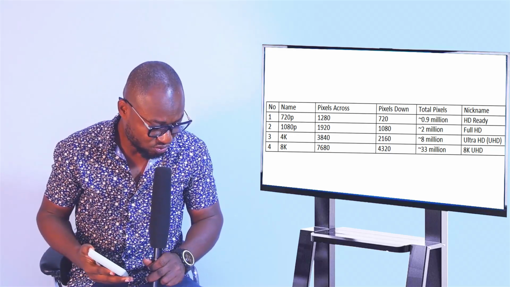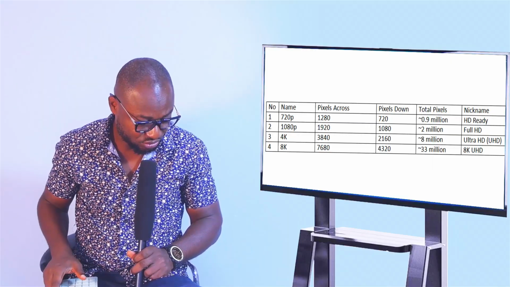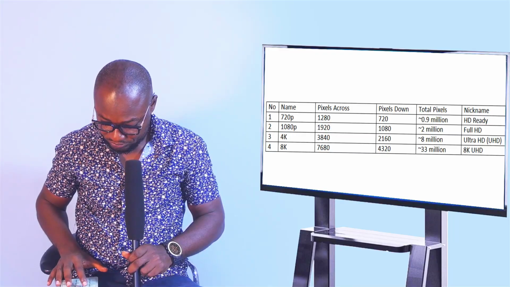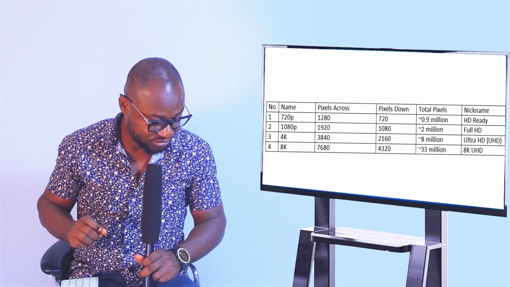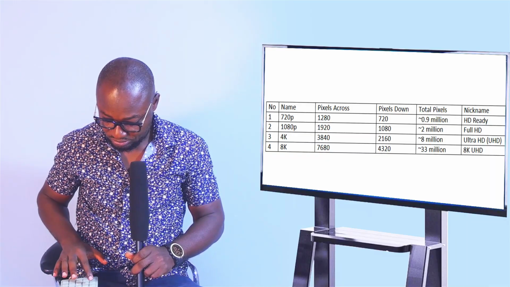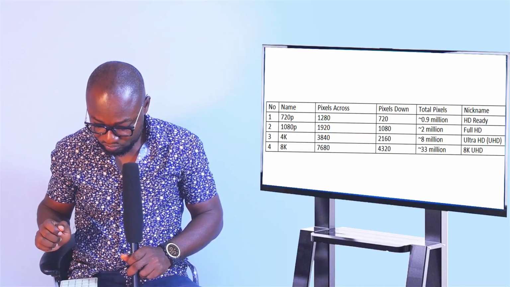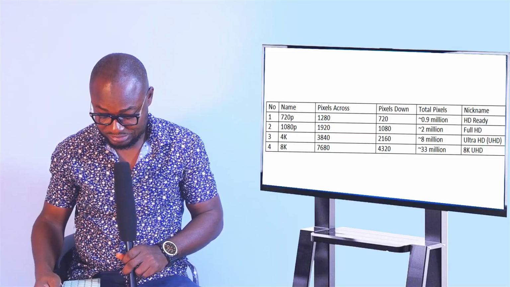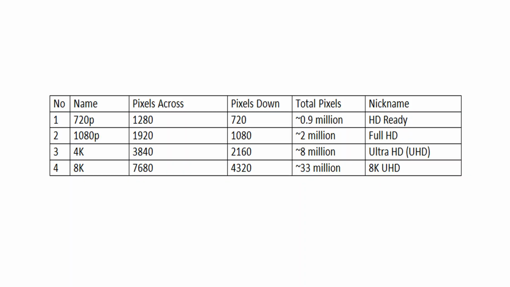Okay, so let's go back to our class. You see the pixel across, 1280, times the pixel down, which is 720, and the answer is 921,600 pixels, approximately 0.9 million total pixels.